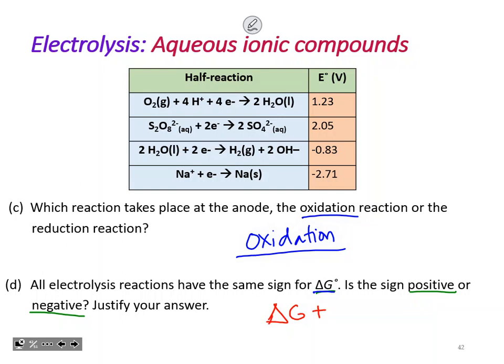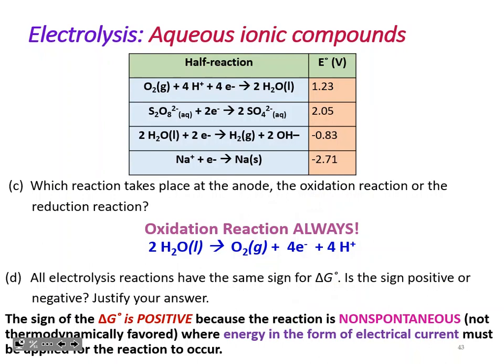You would say this is an electrolytic cell using an outside power source. The reaction does not occur without outside intervention, and therefore delta G would be positive. So the sign of delta G is positive because the reaction is non-spontaneous or thermodynamically unfavorable, where the energy in the form of electrical current must be applied for the reaction to occur. I don't know if you need to say in the form of electrical current, but you must say where energy must be added in for the reaction to occur.